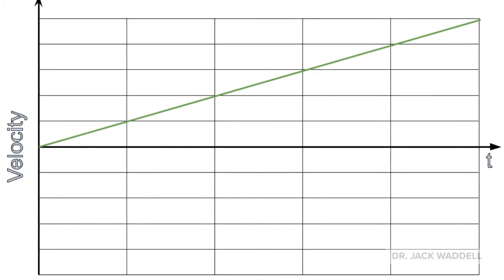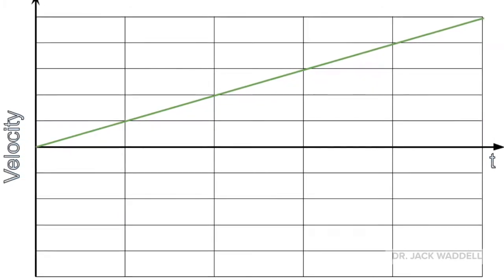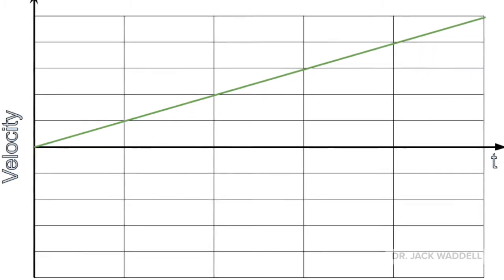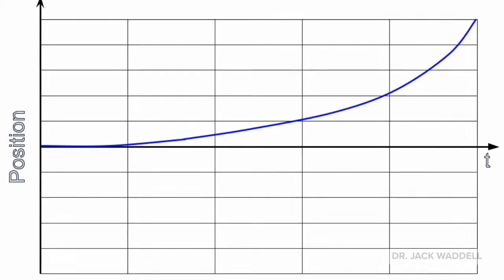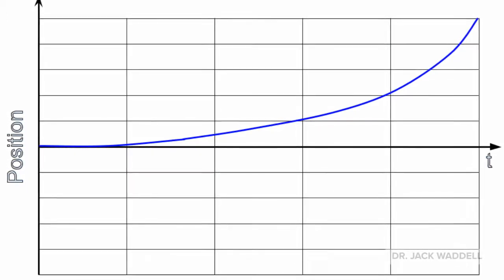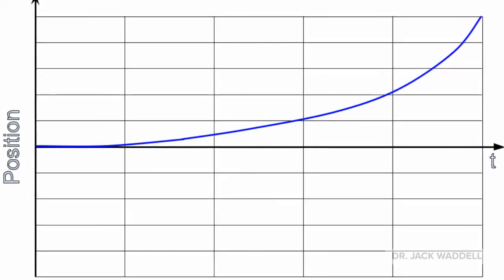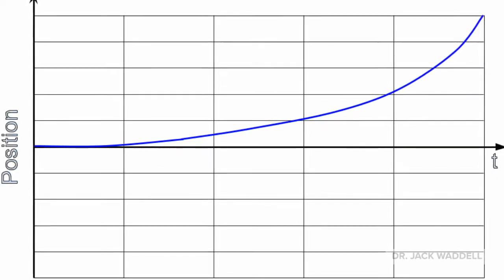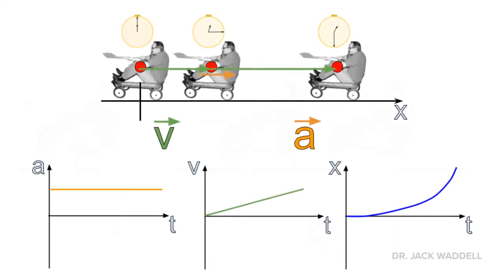It's above the t-axis because we are moving to the right, and it's moving away from the t-axis because we're speeding up. And this is our position graph. We can see that we're moving towards the positive direction, and our position graph is getting steeper and steeper, which means we're going faster. And here it is all together.